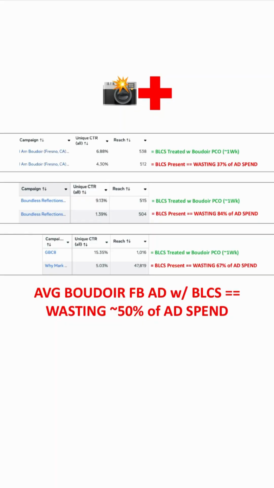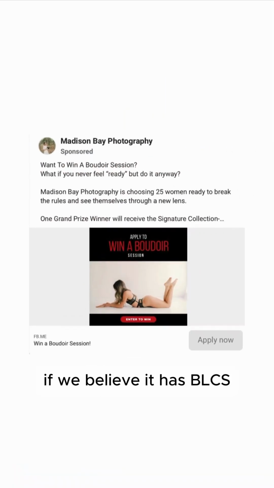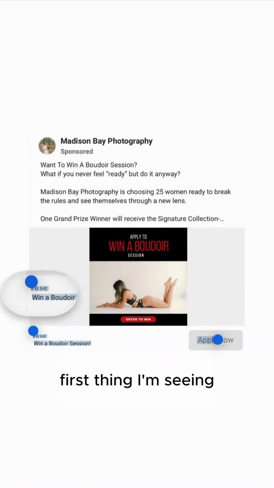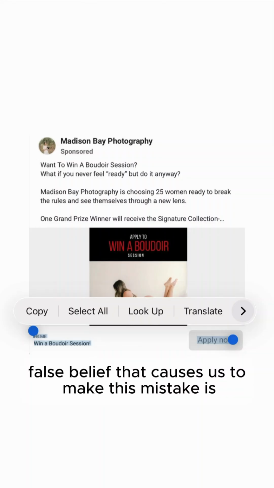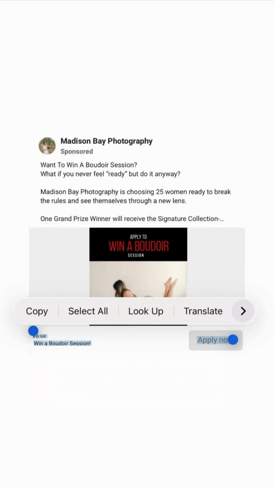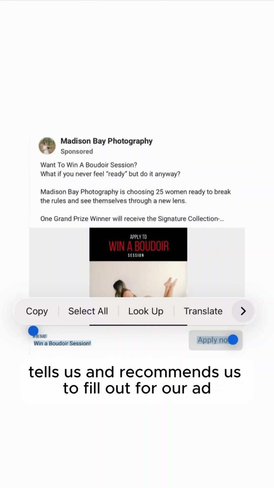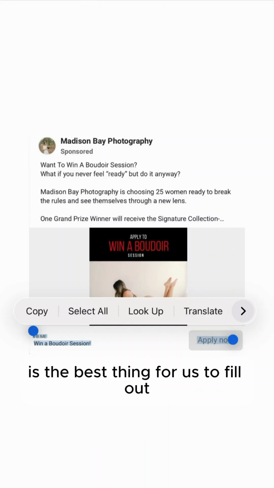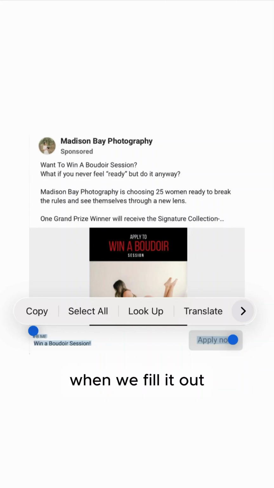All right, so now we're going to diagnose this if we believe it has BLCS, Boudoir low click syndrome. First thing I'm seeing, got the below creative cluster mistake. The false belief that caused us to make this mistake is we're believing that everything Facebook tells us or recommends us to fill out for our ad is the best thing for us to fill out, and not the best thing for Facebook when we fill it out.